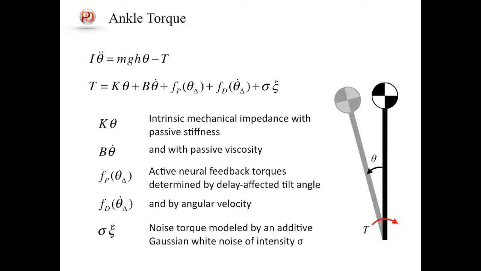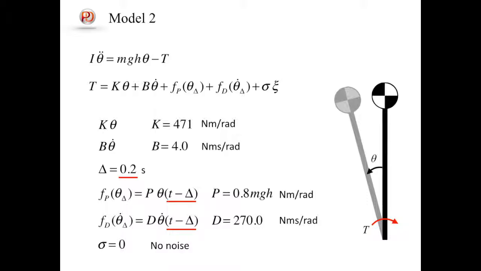Do you remember that there are 5 types of the torques forming the ankle torque? 2 of them are related to the intrinsic mechanical impedance with passive stiffness and viscosity. The other 2 are active neural feedbacks determined by delayed tilt angle and angular velocity. The last one is noise torque. In the second model, we introduce the time delay for the active neural feedback torque.